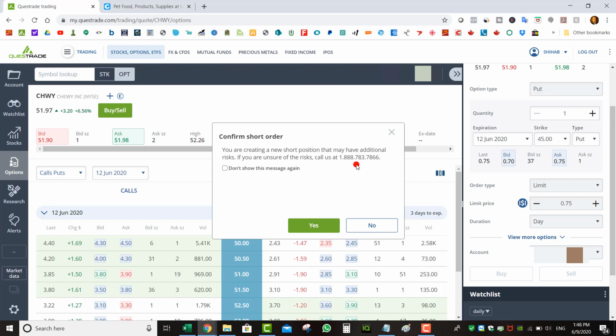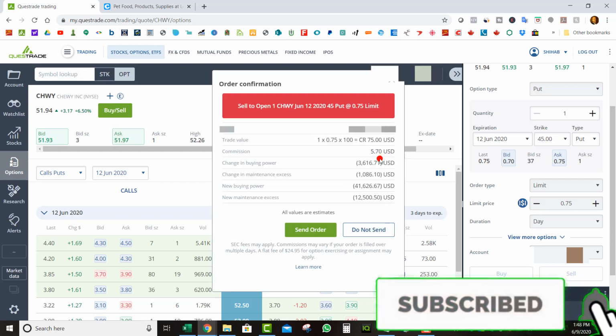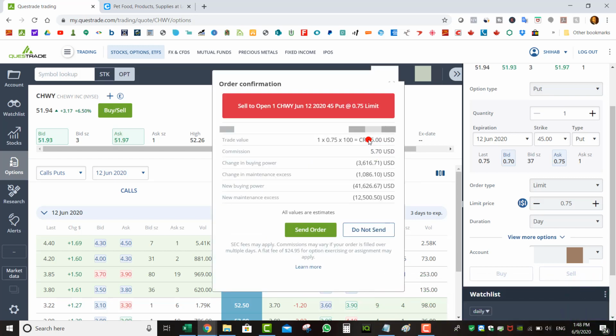If I click on sell, it first gives me a small warning, confirm short order: you're creating a new short position that may have additional risks. If you know what you're doing, click yes. Now it shows me what I'm collecting, and it shows me my change in maintenance excess. So my capital required for this trade is 1086. Because I'm using margin, my maintenance excess is only 1086, but my change in buying power is 3616.